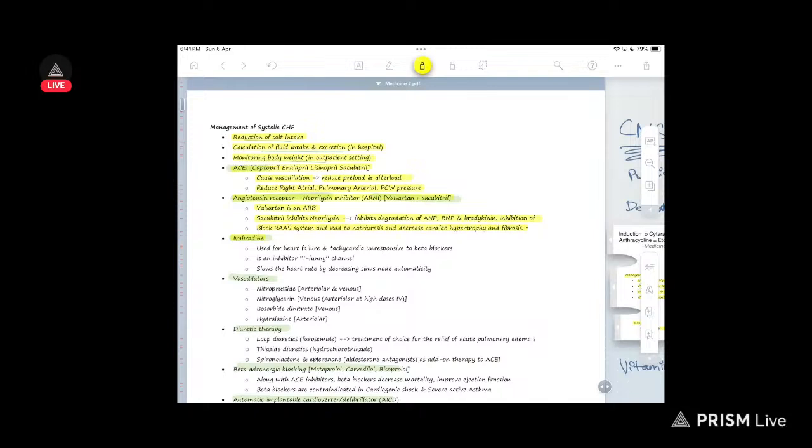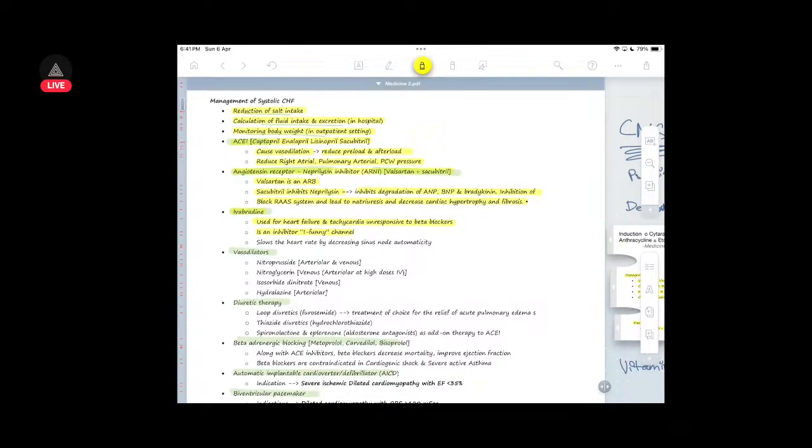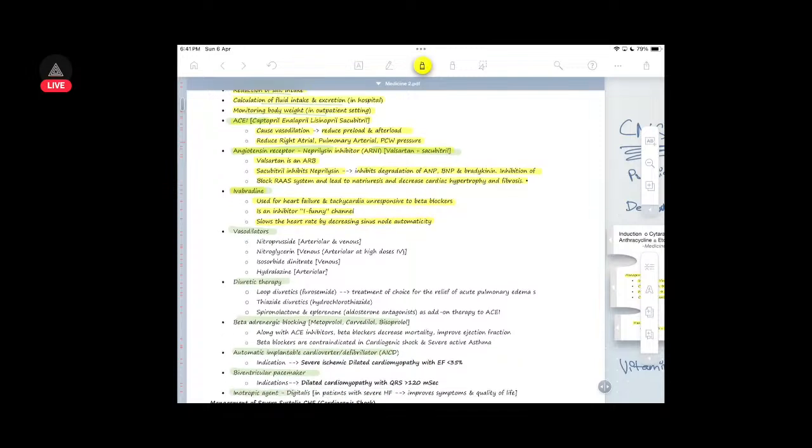Then you have ivabradine, which is used for heart failure and tachycardia unresponsive to beta blocker. It is an inhibitor of the I funny channel. It slows the heart rate by decreasing the sinus node automaticity.